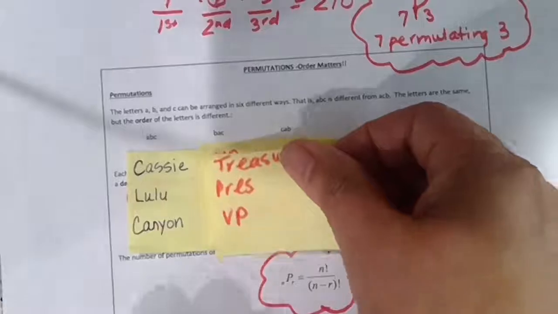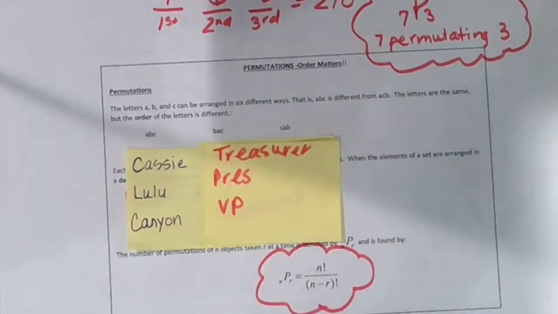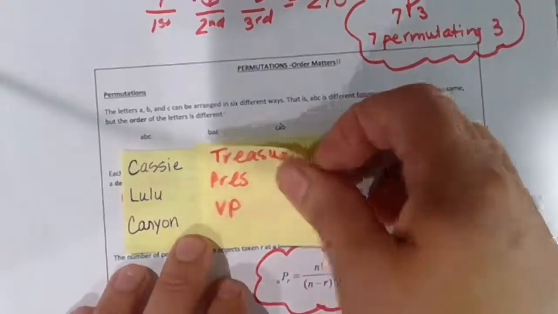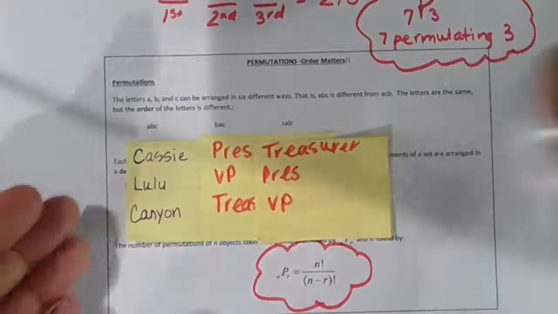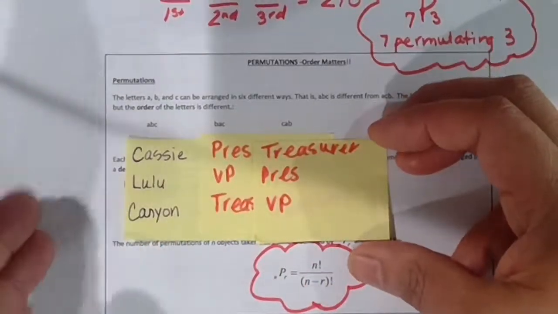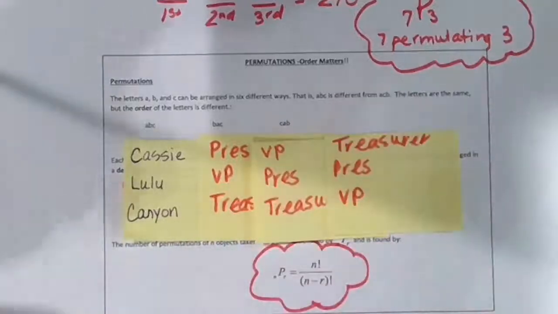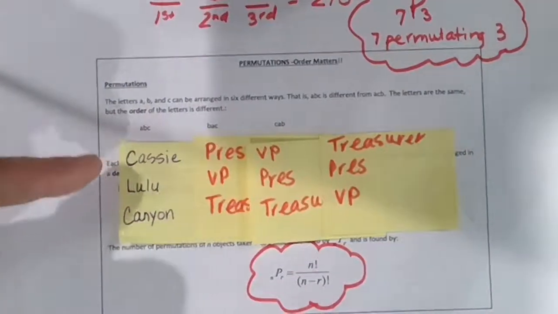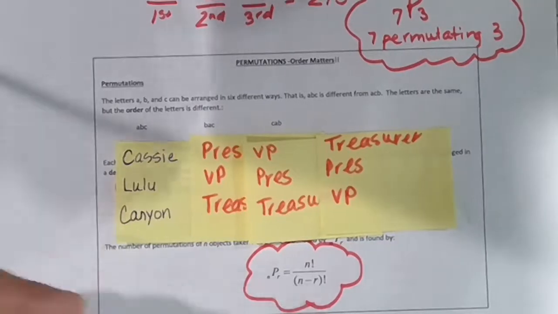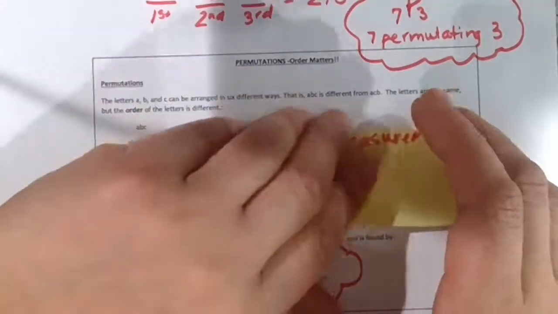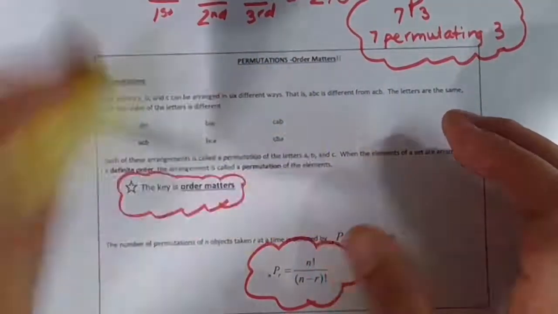Well, now let's switch it. Let's make Cassie treasurer, Lulu's still president, and now Canyon is vice president. Again, how many different ways? This is going to be like the cat one. There's 6 different ways that these 3 people hold office. Why? Even though they're holding the same positions, order matters. Cassie being president is different than Lulu being president, which is different than Canyon being president. So order matters, and that's when you would use a permutation. So that's the idea behind permutations.